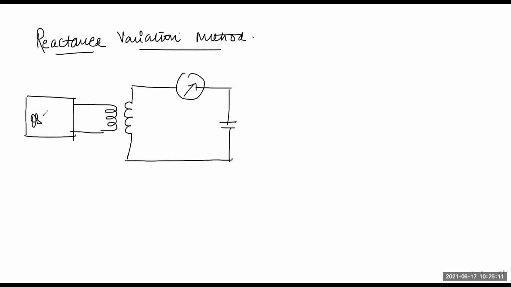Okay, this is my oscillator. And this is my output coil. This is my L. So this is the picture for measurement of effective resistance with the reactance variation method. Now in this method, how can we do it? A thermal ammeter is connected here to measure the value of the current flowing. And circuit reactance is varied by varying this capacitance C or the frequency.